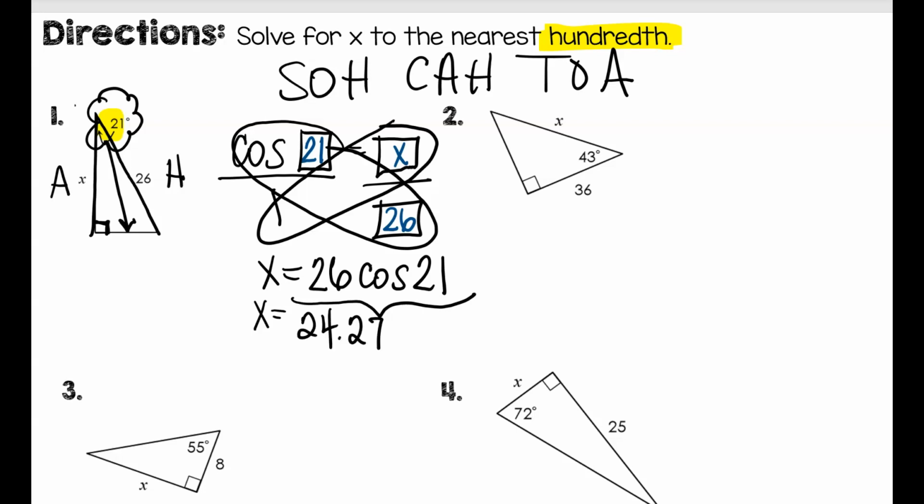All right, number 2. The acute angle is 43. Over here would be the opposite. Don't have it, don't need it. These two are the adjacent, but this one is the hypotenuse because it's across from the right angle, which means 36 is going to be our adjacent. So again, A and H means it's cosine.